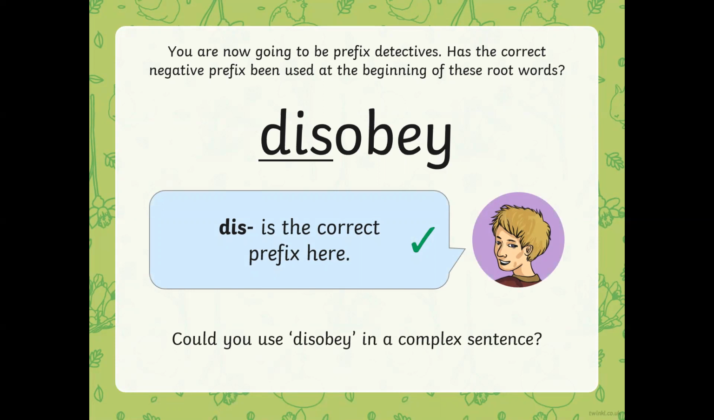Now, we all know what obey means. It means when you listen to someone, you follow the rules. When you disobey, you're not following those rules. You're not listening to an instruction. Can you use that in a sentence with a conjunction? So for example, the boy disobeyed his mom when she asked him to clean his room. Okay, that would be an example.